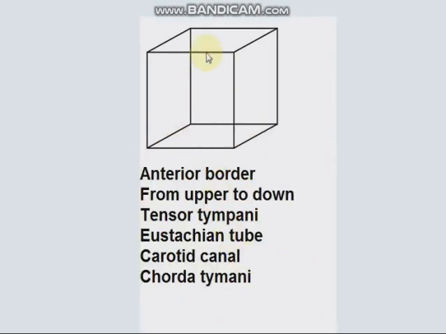The anterior border, which is uncolored, from above to below: first from above is the tensor tympani, and below it the Eustachian tube orifice here, and below it the chorda tympani and the carotid canal, through which the internal carotid artery passes. This is the anterior border or boundary of the middle ear: tensor tympani, Eustachian tube, carotid canal, and chorda tympani nerve.